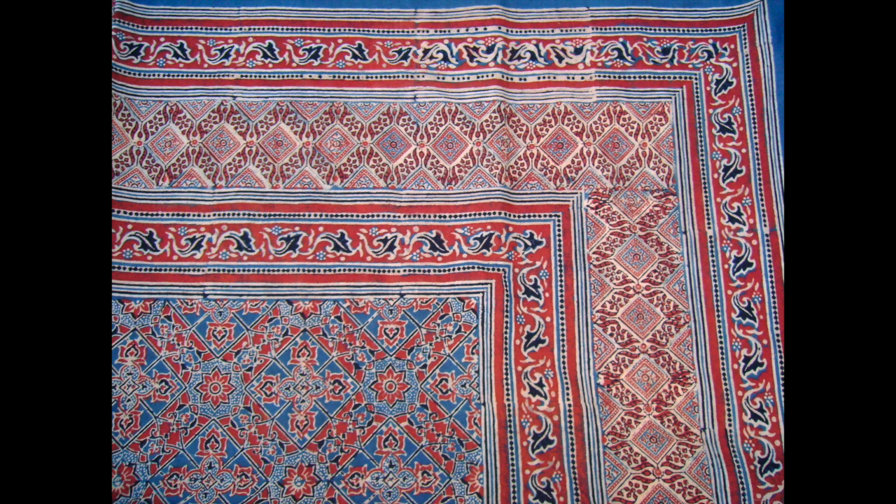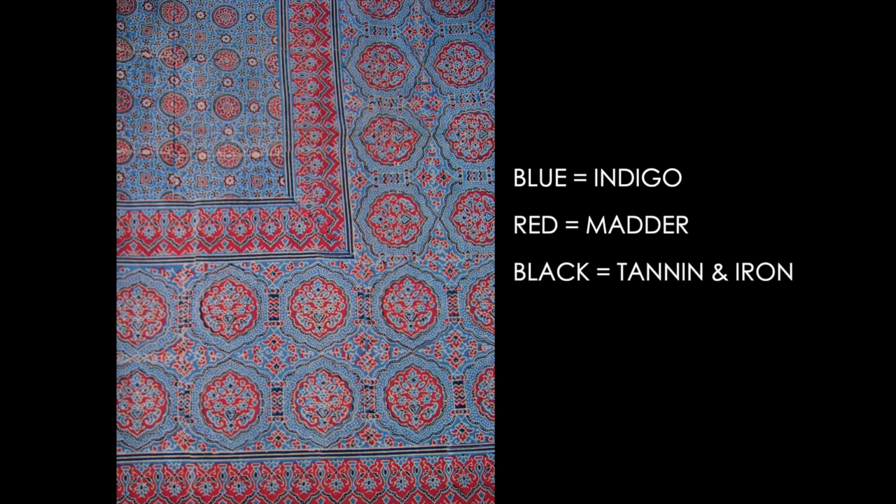Let's start with 4 colors: blue, red, black, and white. Blue comes from the indigo plant. Red comes from the madder plant. Black comes from a combination of tannin and iron. And white comes from keeping all other colors off the fabric. What we just told you probably makes sense. We assume that color comes from something and we put it on something. Color comes from a paint pot, a pen, or a crayon, and we put it on a wall, a page, or a fabric.